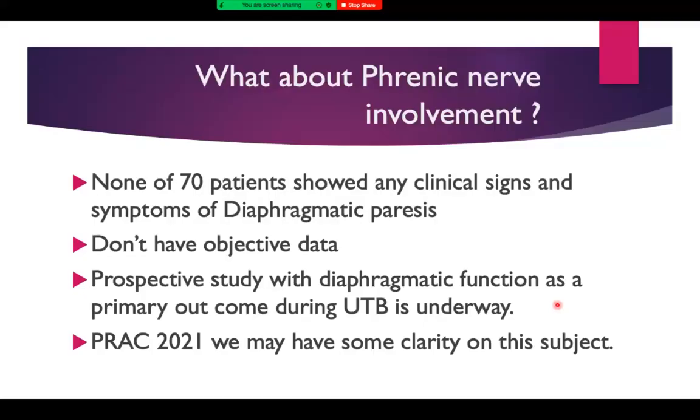So now what about phrenic nerve involvement? None of the 70 patients showed any signs and symptoms of diaphragmatic paralysis, even though some of the patients had multiple rib fractures and COPD, but we don't have any objective data. A prospective study with diaphragmatic function as a primary outcome is underway. I think maybe in 2021, at PRAC, we may have some clarity on this subject.